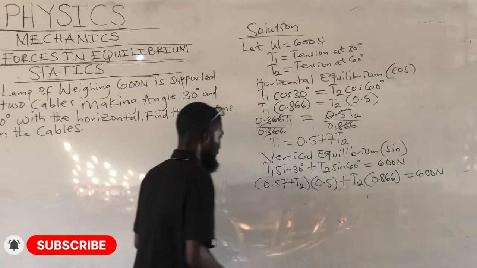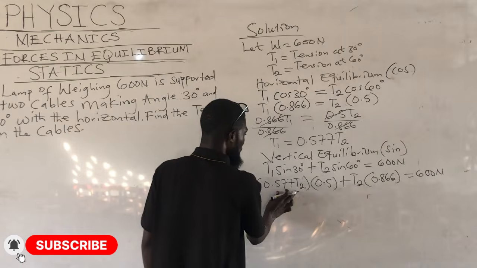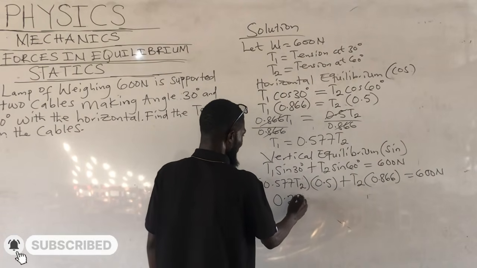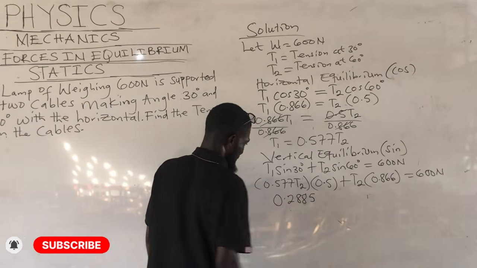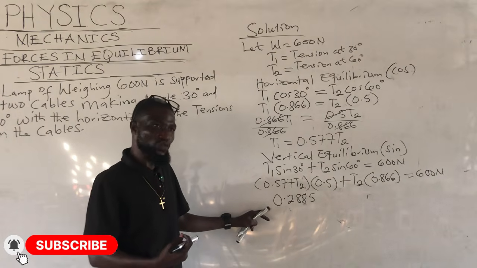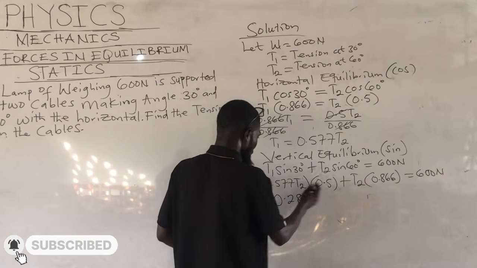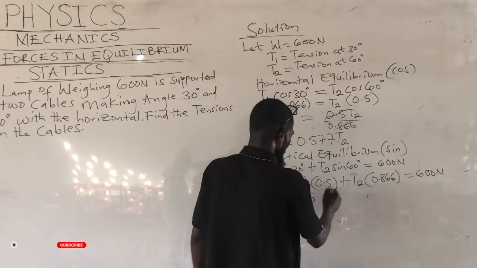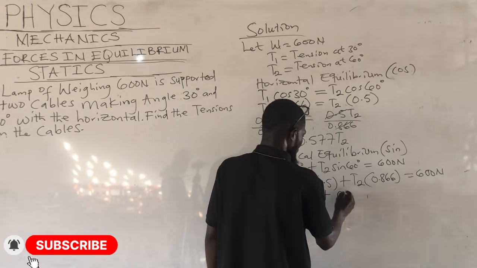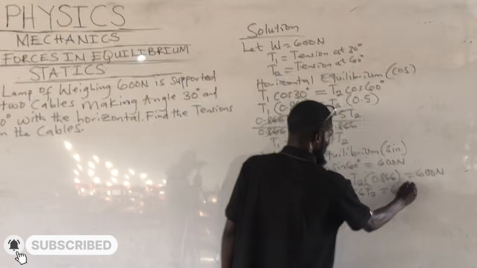However, ladies and gentlemen, we'll be multiplying this value here by this in order to get our answer. So 0.577 T2 times 0.5 will just give us 0.2885. Some people may say 0.289, but we'll be using the exact value 0.2885 in order to solve our problem. So we multiply this and this, and we have this value. Plus T2 times 0.866, which is 0.866 T2, will just be equal to 600 Newton.